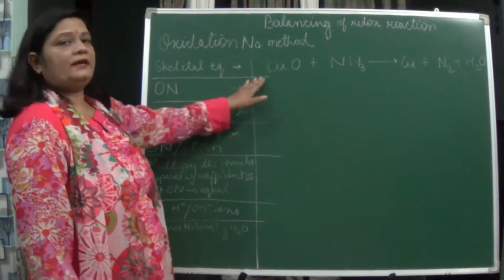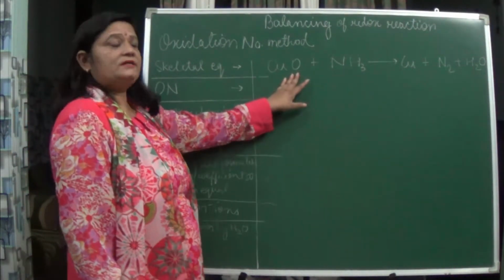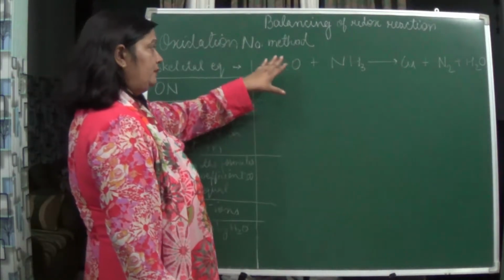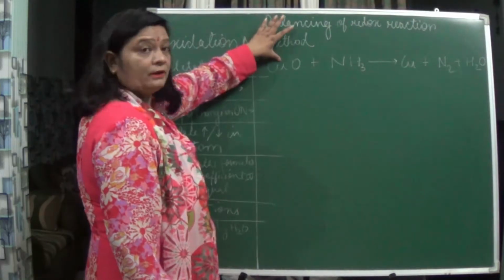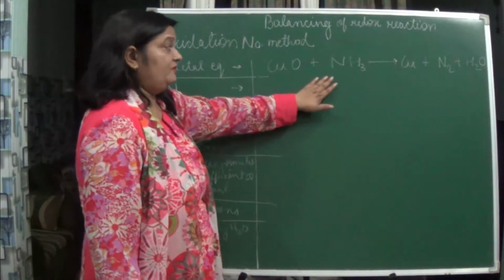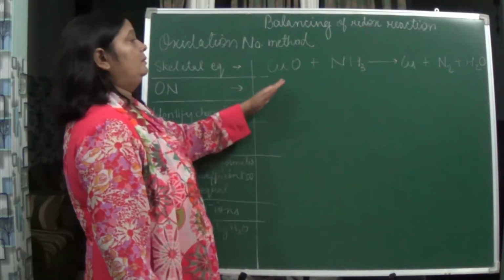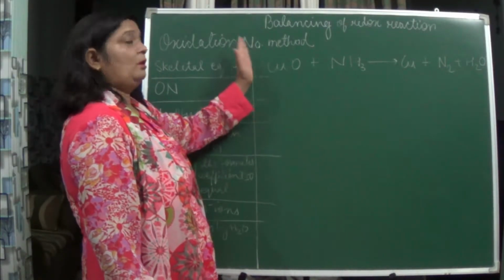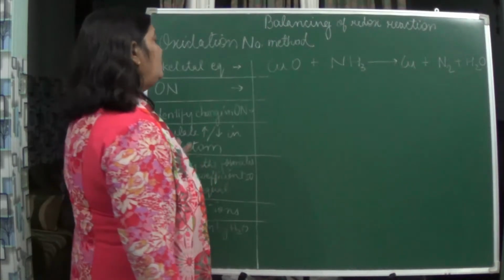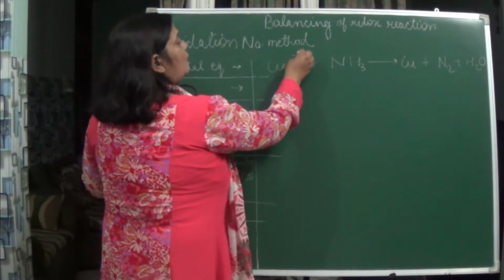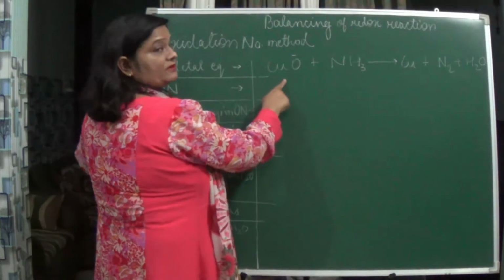Now we have taken a reaction: copper oxide plus ammonia gives copper plus N2 plus H2O. We are going to take out the oxidation number of the different elements present in this reaction, and then we will balance this reaction with the oxidation number method. First step, the skeletal equation is written.